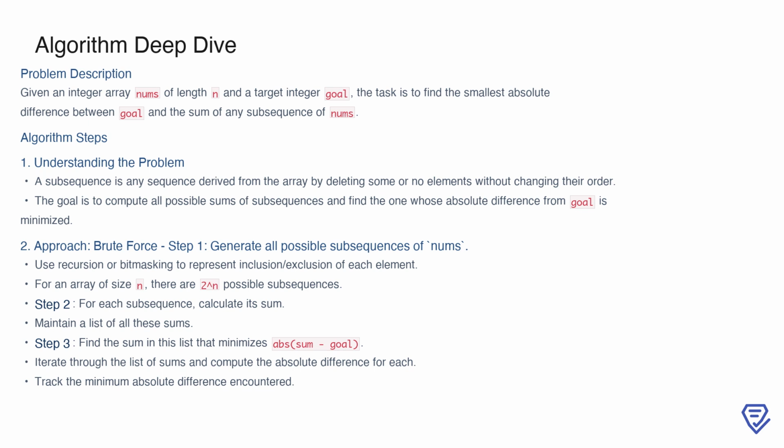The brute force approach to solving this problem involves three main steps. First, we generate all possible subsequences of the array. This can be done using recursion or bit masking, where each element is either included or excluded, resulting in 2^n subsequences for an array of size n. Next, we calculate the sum of each subsequence and store these sums. Finally, we iterate through the list of sums, calculate the absolute difference between each sum and the goal, and track the smallest difference encountered. While this approach is straightforward, it requires us to handle an exponential number of subsequences, which can be computationally expensive for large arrays.